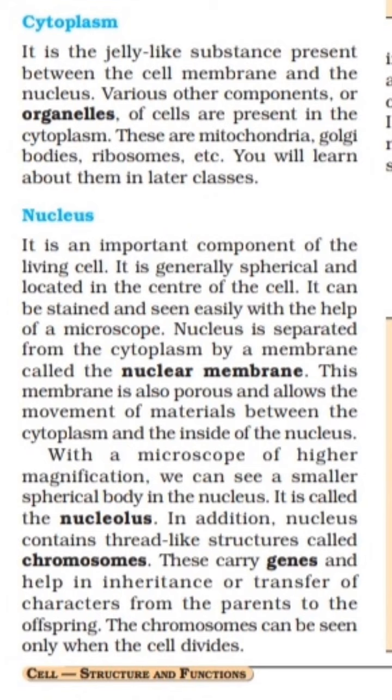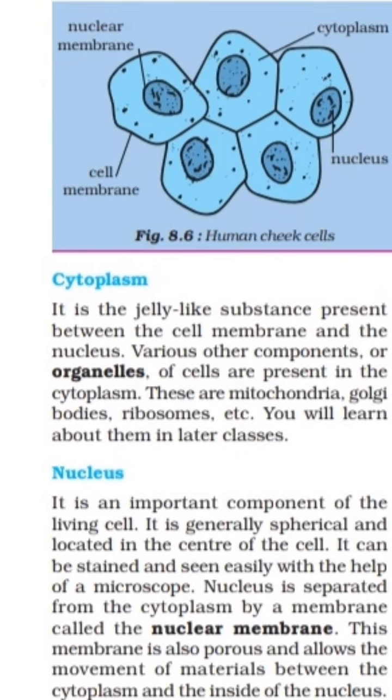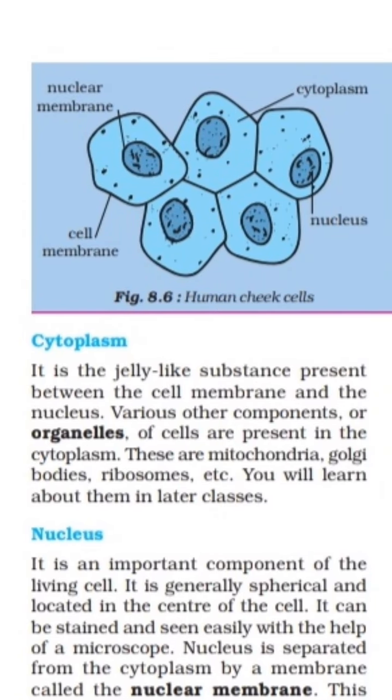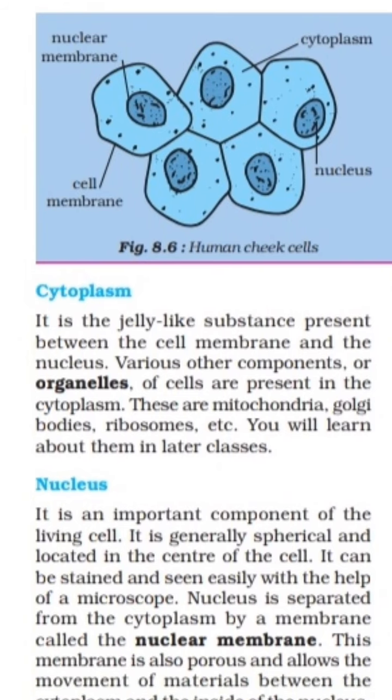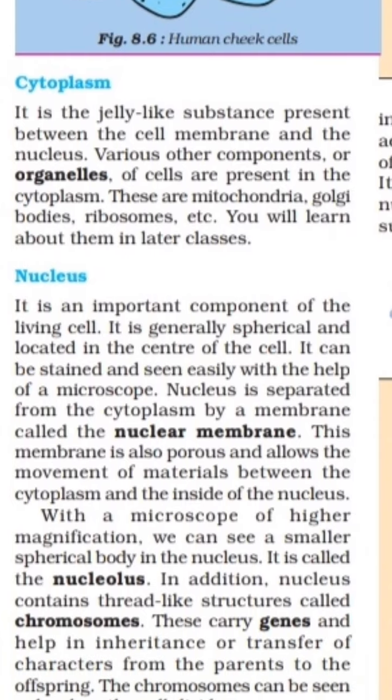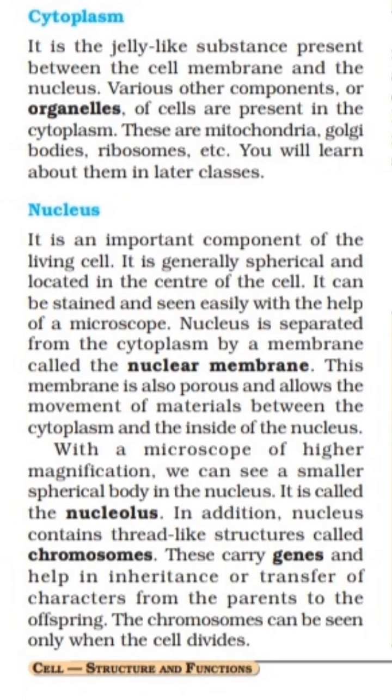The nucleus is separated from the cytoplasm by a membrane called the nuclear membrane. Here also you can see the nucleus is separated from the cytoplasm by the nuclear membrane, and this membrane is also porous. It allows the movement of material between the cytoplasm and the inside of the nucleus. It takes materials inside the nucleus, and materials are also released outside the nucleus into the cytoplasm.